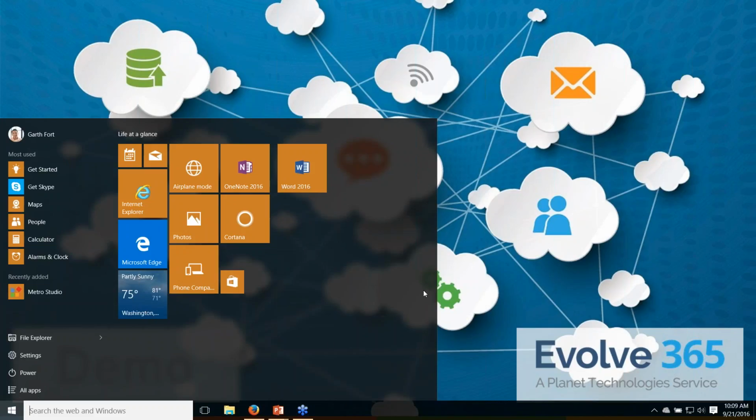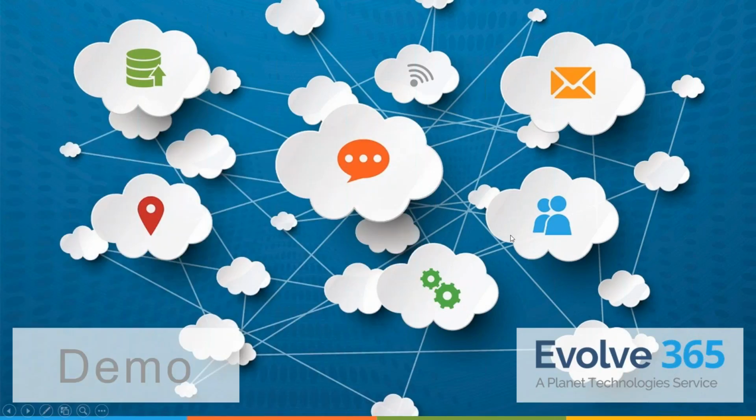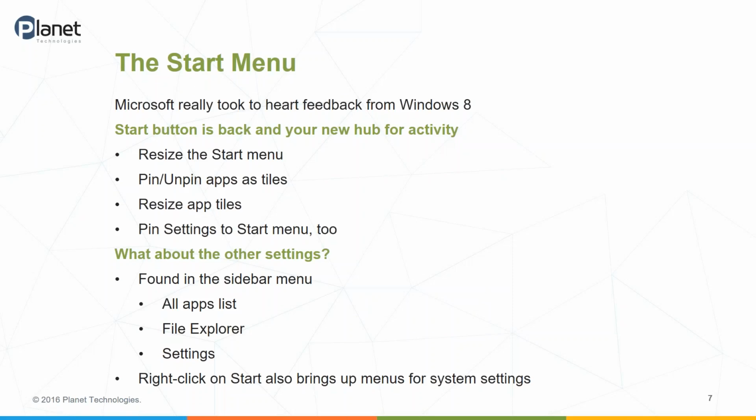So taking a really close look, again, that's just the Start menu, how you can resize it, pin and unpin apps. If you want to completely get rid of all of the tiles, you would just go through and unpin them. You'd have more of that classic Start menu that you're used to from Windows 7. You can always resize the app tiles, small, medium, or wide.